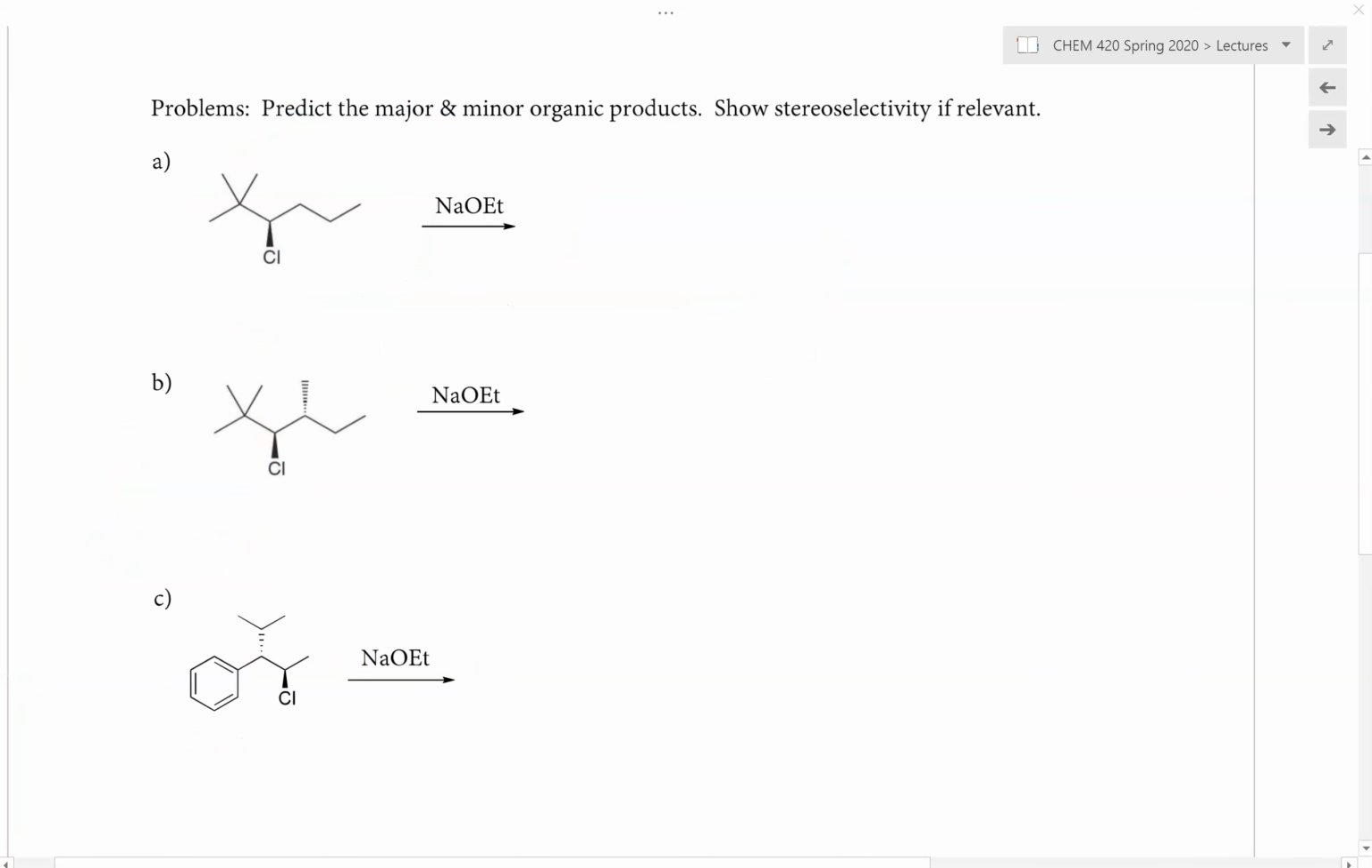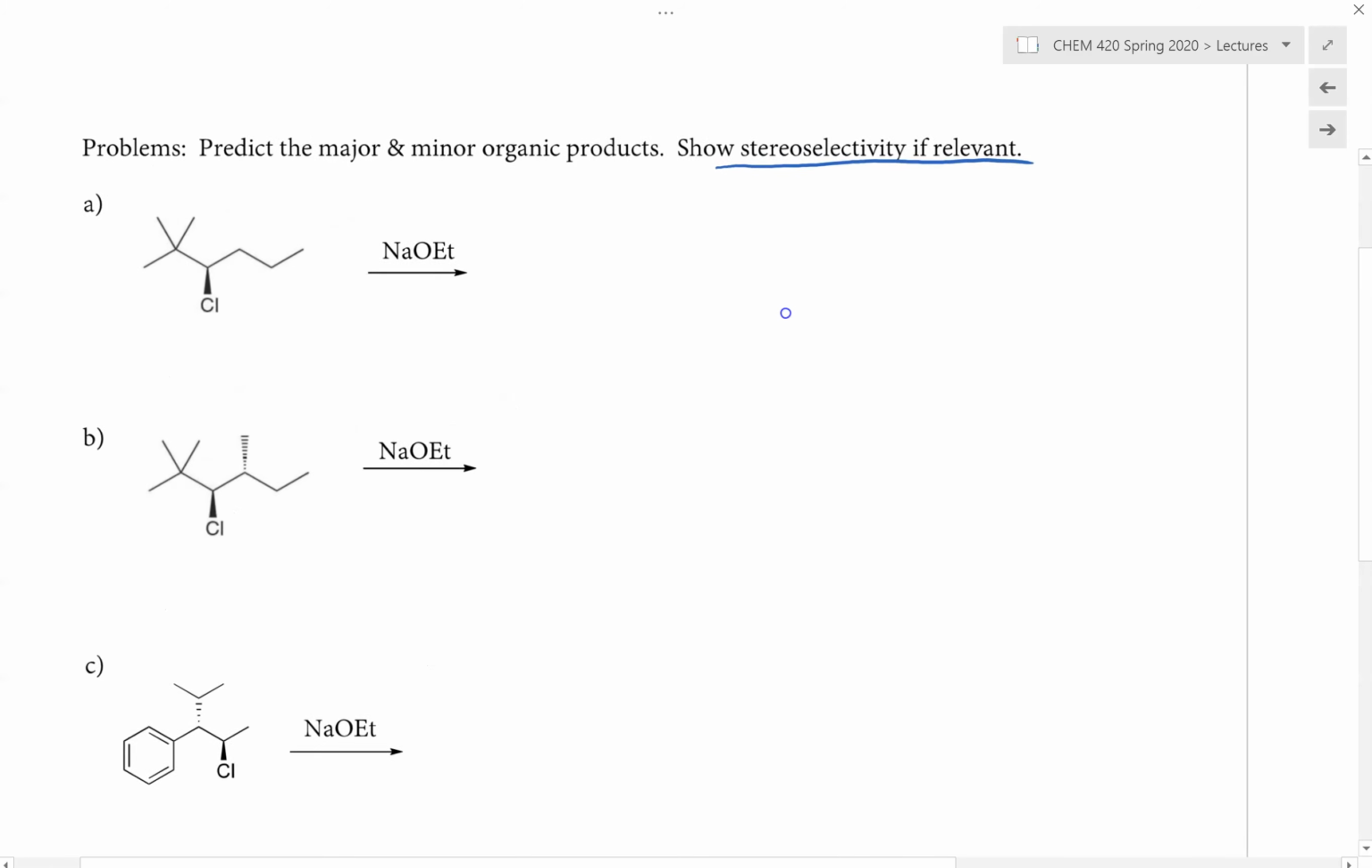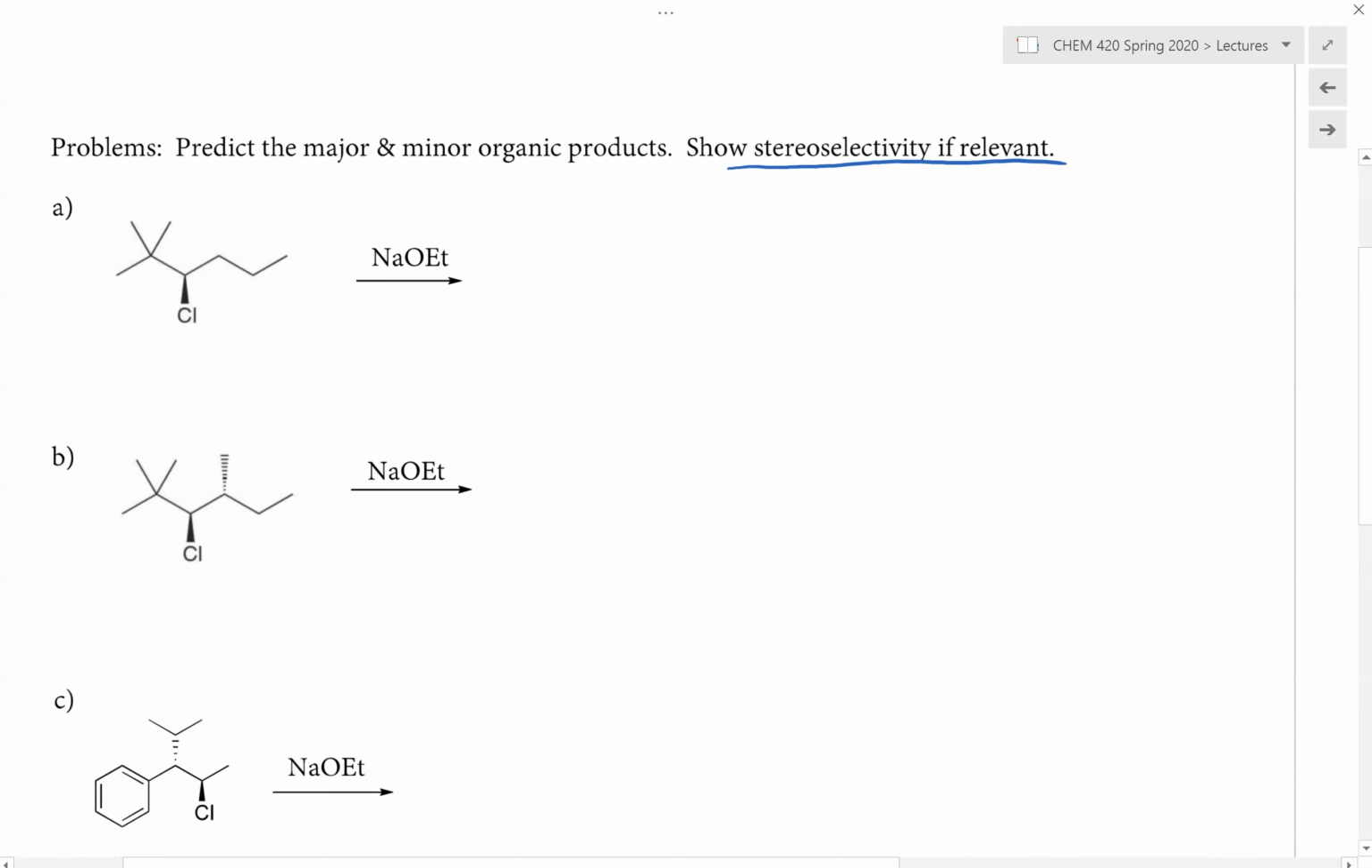And now, let's try some practice problems involving E2 reaction. So predict the major and the minor products for this reaction, and the stereoselectivity if relevant. So here in A, when we take this substrate right here, reacting with sodium ethoxide, will there be a reaction? And if yes, let's draw them. And again, show the stereoselectivity if relevant.